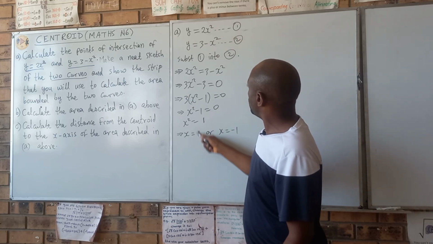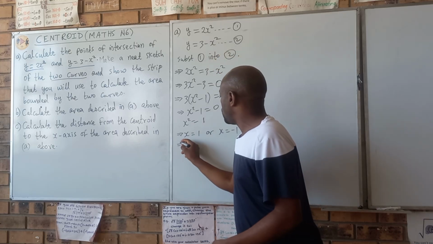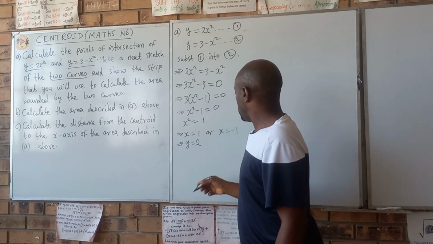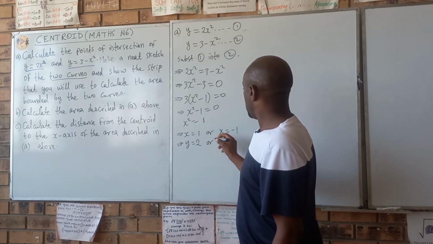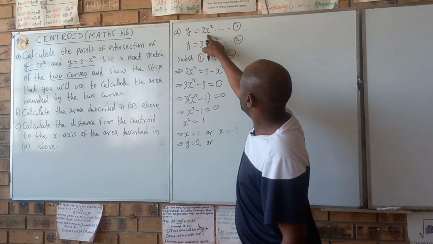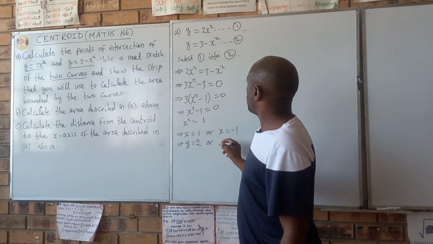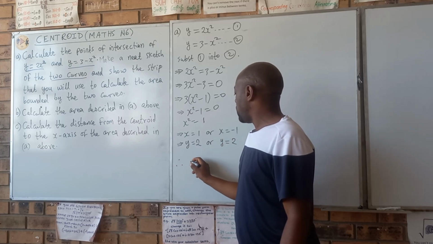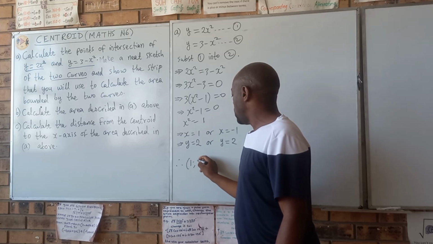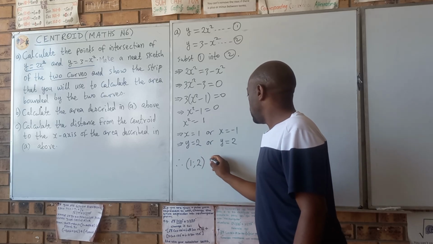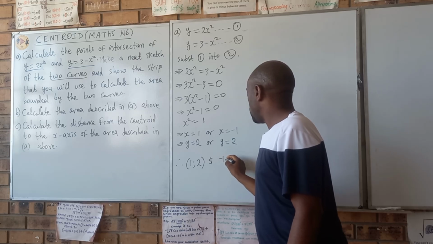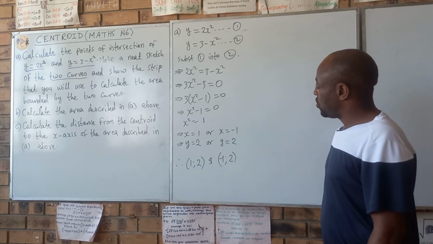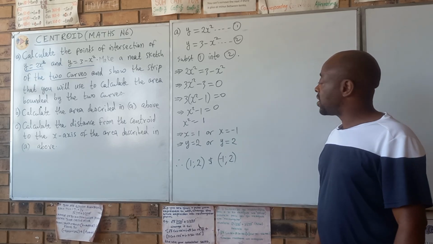So if I take x equal to 1 into the first equation, it shows me that y will be equal to 2, because 2 times 1 is 2. Then if I put x equal to negative 1 there, it will also be 2, because negative 1 squared is 1, times 2 is 2. So therefore, my points of intersection are 1 and 2 for the first, and negative 1 and 2 for the next. So I've got my 2 points of intersection. I can now sketch my graphs.